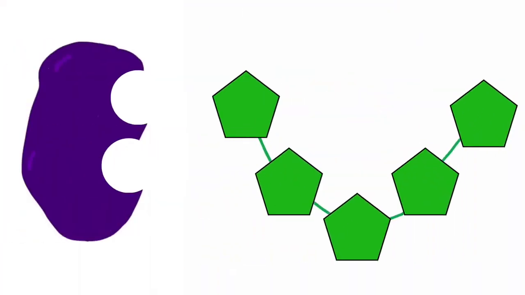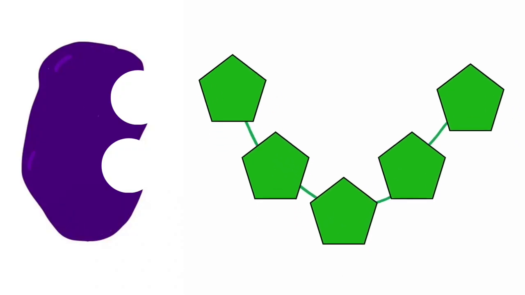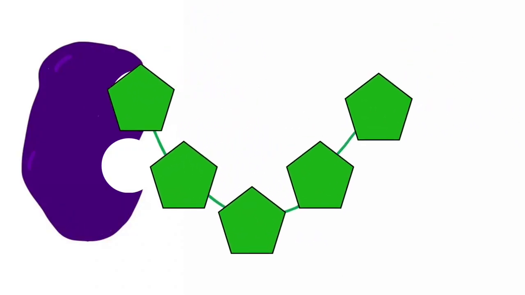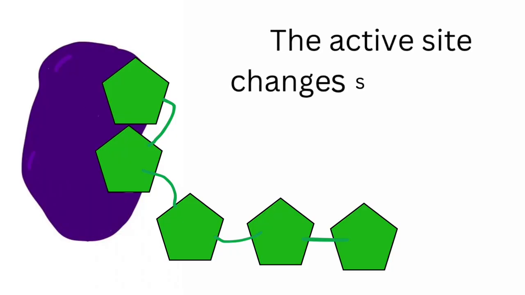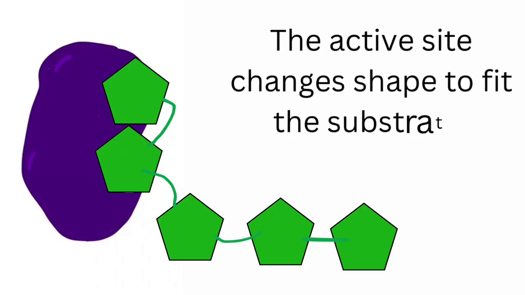In the induced fit model, the shape of the active site doesn't exactly match the shape of the substrate. But as the substrate binds to the active site, this causes the shape of the active site to change as it fits around the substrate. And this process is thought to put extra strain on the bonds between the molecules, helping them to break.